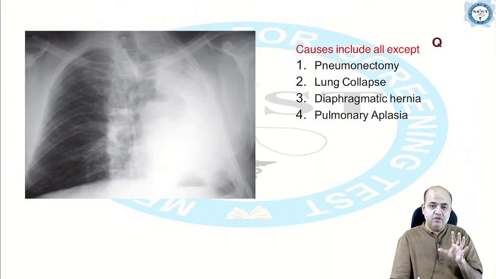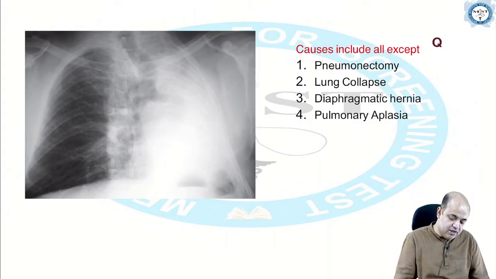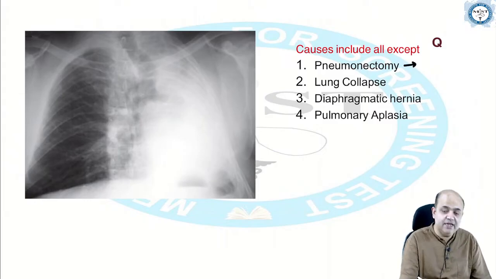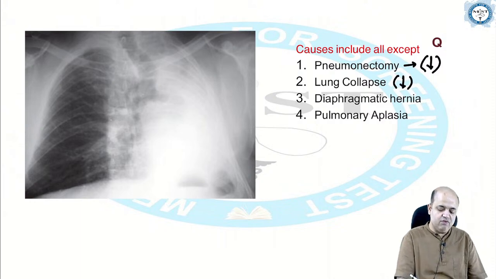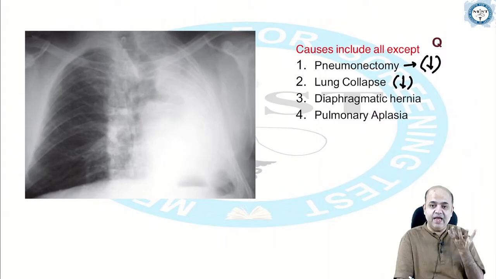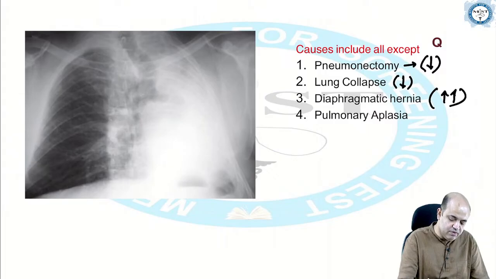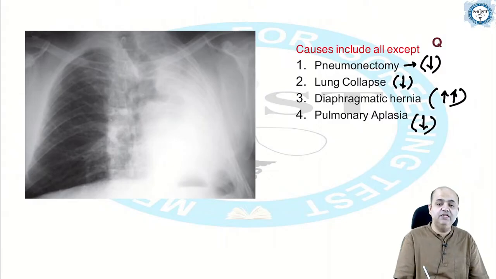So something like this: all of the following are causes of the abnormality that is seen in this chest X-ray except. So first of all, what do we need to do? We need to see the options. Pneumonectomy, is there a decrease in the volume or an increase in the volume? There is a decrease in the volume. What happens in the lung collapse? Again, there is a decrease in the volume. What happens in the diaphragmatic hernia? The diaphragm defect is there and the bowel loops will come into the thorax. There will be an increase in the volume. What happens in the pulmonary aplasia or the hypoplasia? There will be a decrease in the volume.